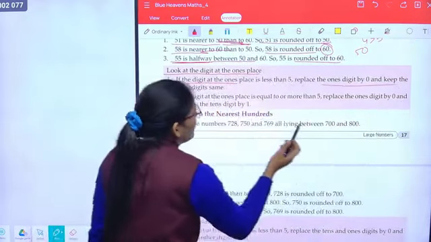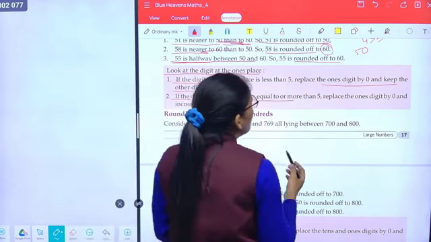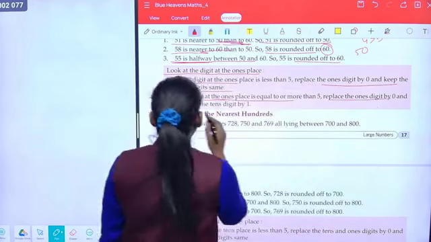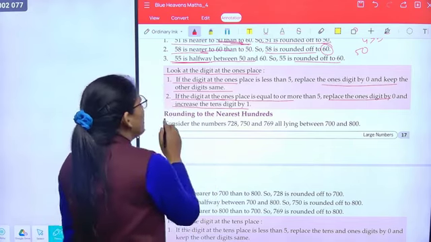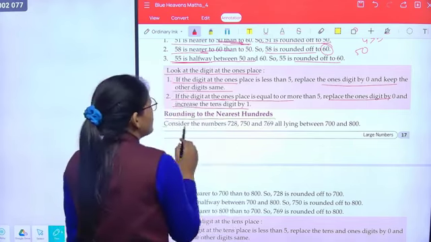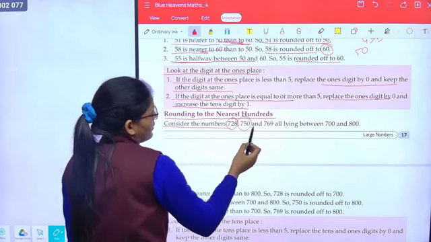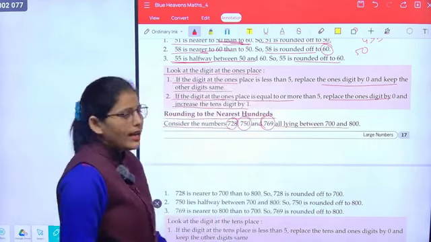Replace the ones digit by 0 and keep the other digits the same. If the digit at the ones place is equal to or more than 5, replace the ones digit by 0 and increase the tens digit by 1. Understand? Rounding to the nearest 100, consider the numbers 728, 750, 769, all lying between 700 and 800.